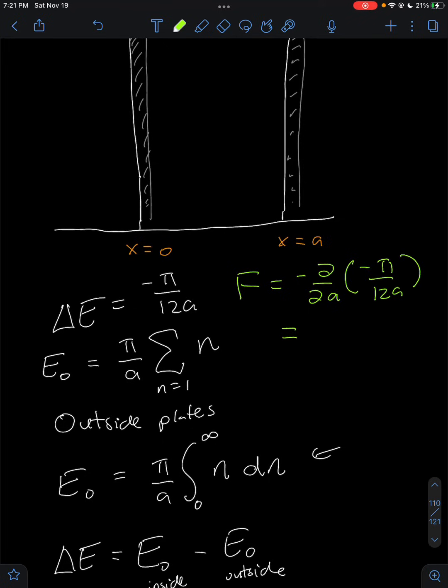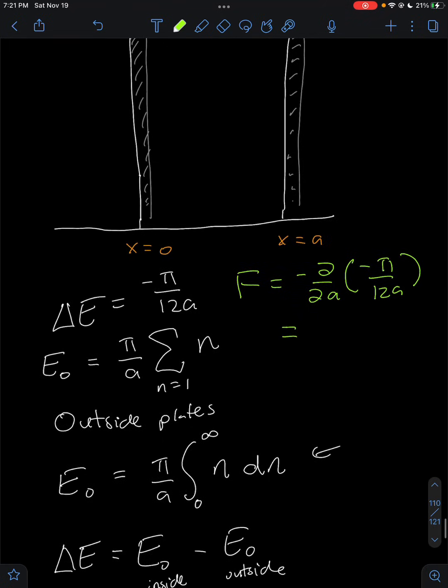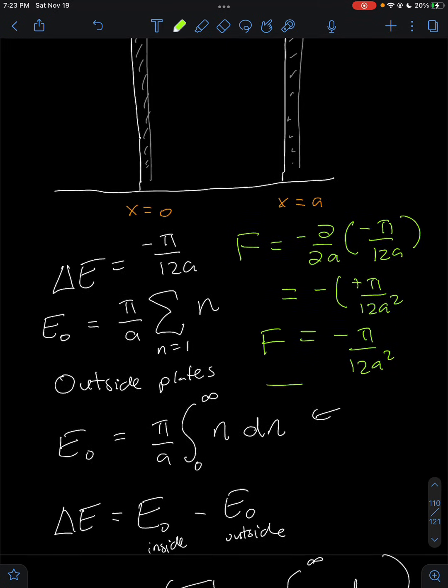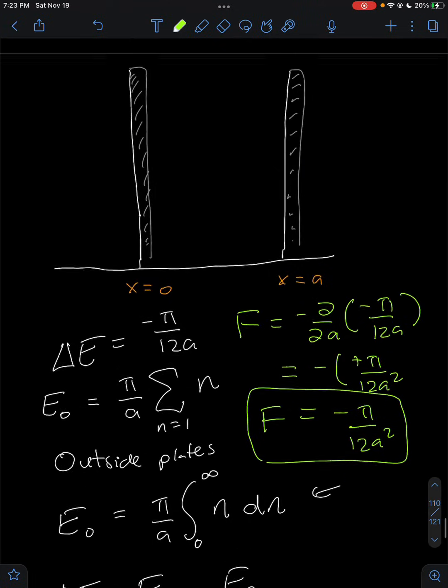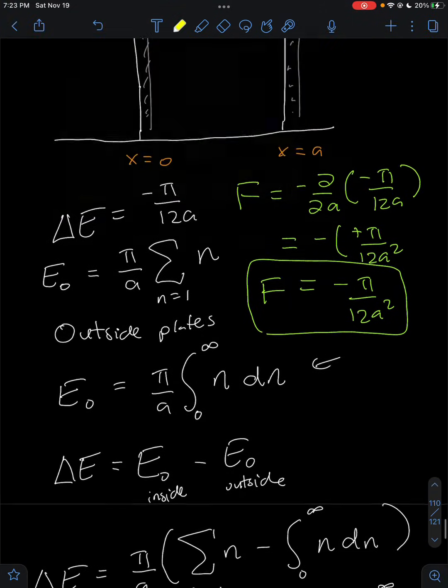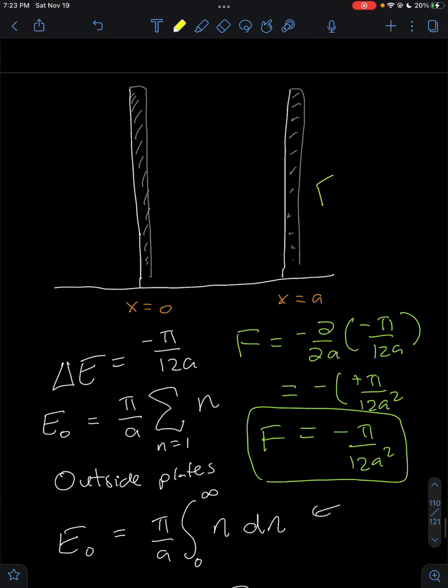So what's the derivative of minus pi over 12a? Well, that's a very great question. The derivative of that is going to be minus pi over 12a squared, and this becomes a positive. So now you have minus pi over 12a squared. The answer is minus pi over 12a squared. I should probably write that really big to be sure that that's our answer. So there is a force of minus pi over 12a squared.